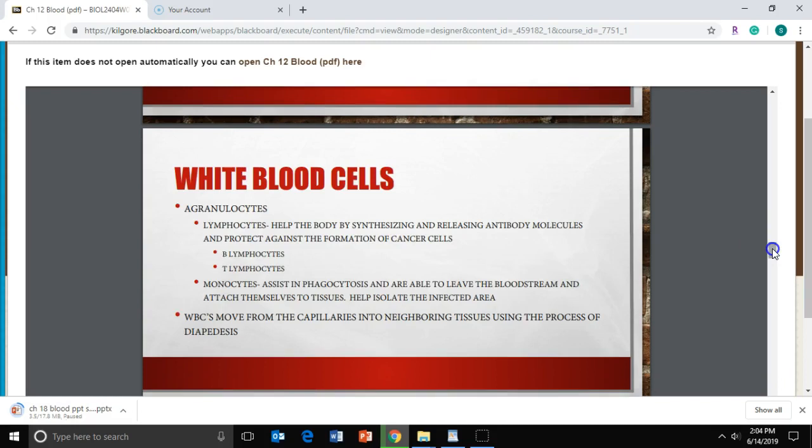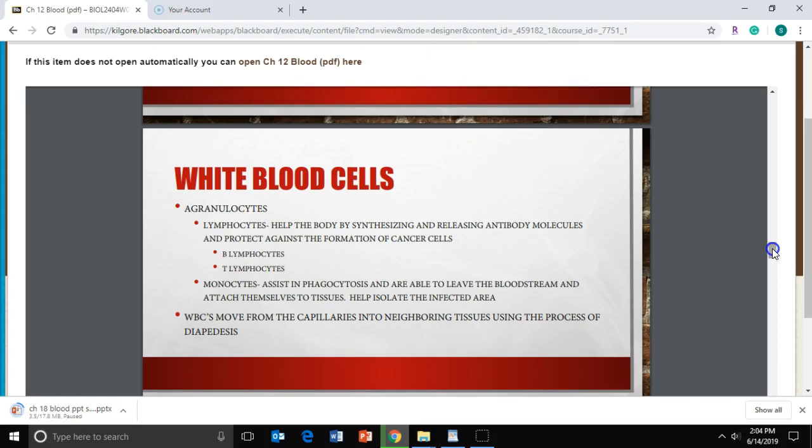White blood cells that are agranulocytes are called this because you can't see granules in the cytoplasm. Another type of white blood cell is an agranulocyte. One of these would be lymphocytes, and lymphocytes can be either B lymphocytes, which make antibodies, or T lymphocytes.